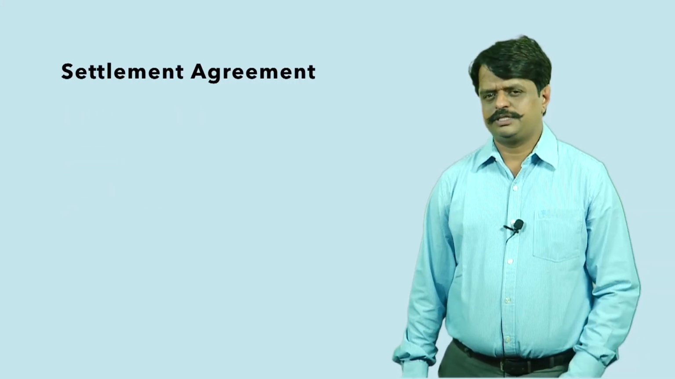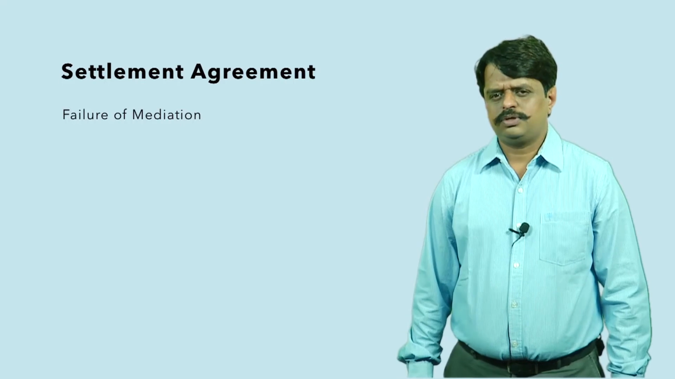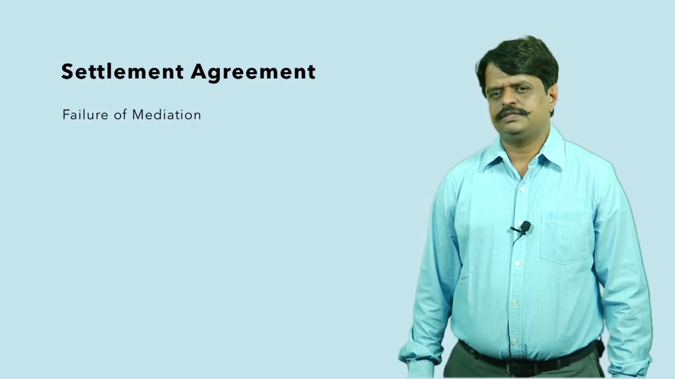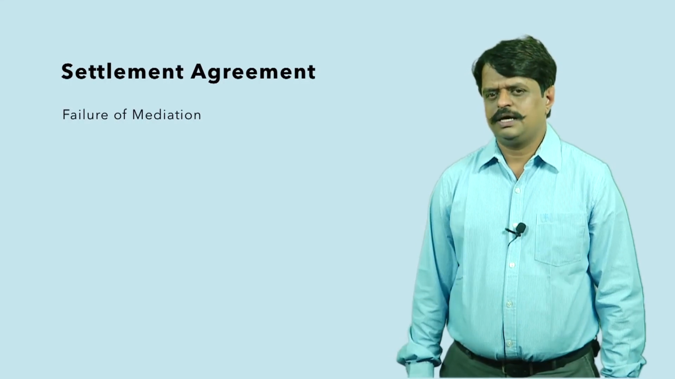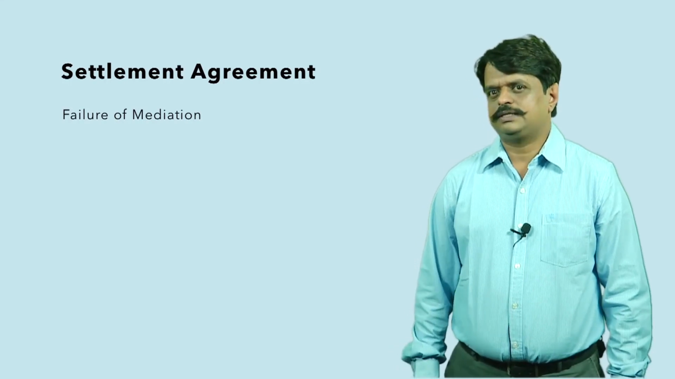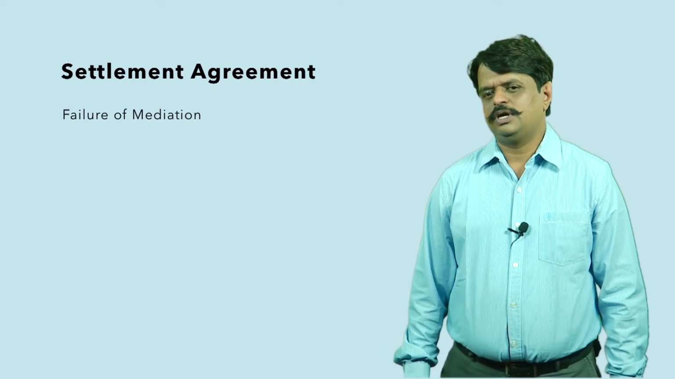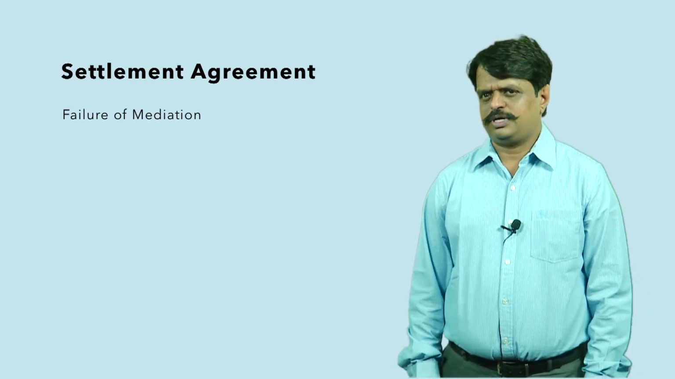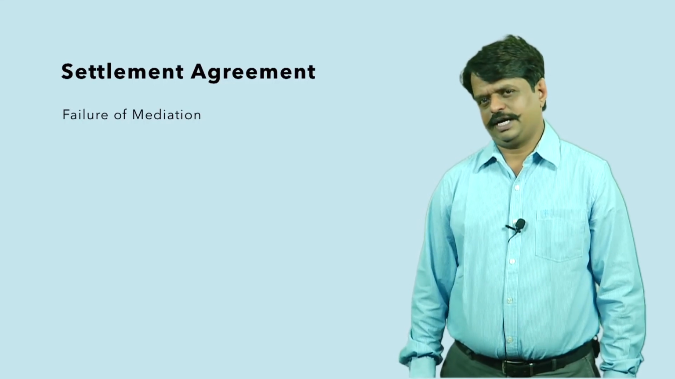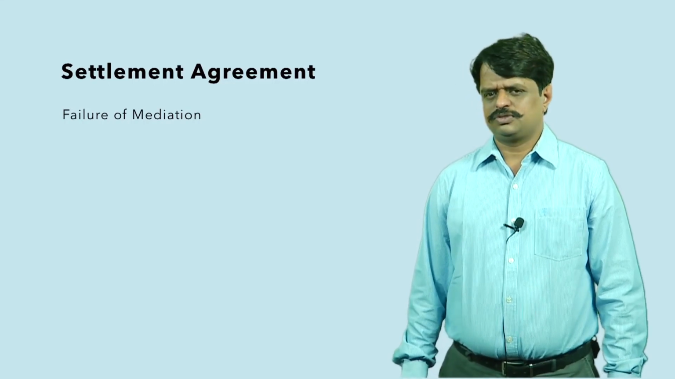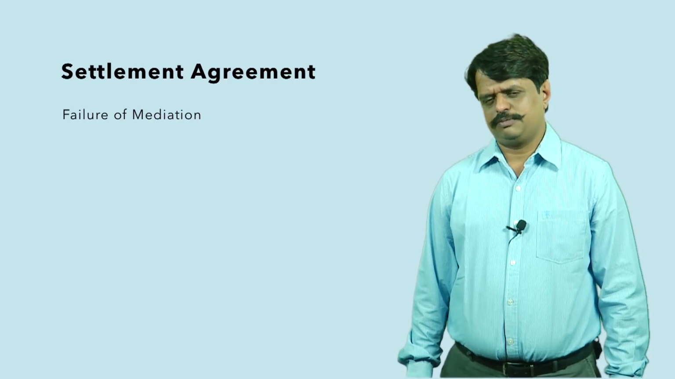But if mediation fails, then a report should be submitted that the mediation has failed, but the report should not contain why it failed, how the parties behaved, or what the reason for the failure is. Nothing should be communicated to the judge to prejudice the judge against any of the parties. So, these are the two things that need to be communicated.